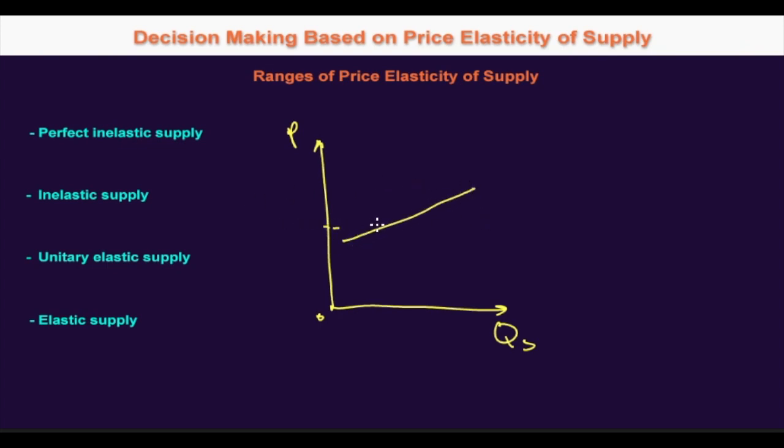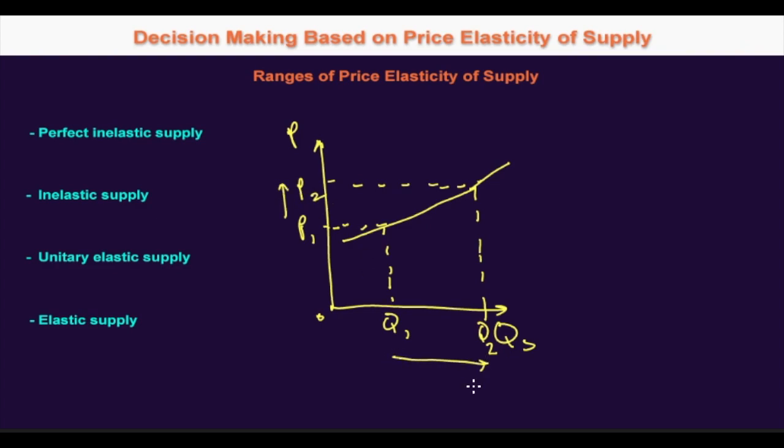So meaning when there is a small change in price, say P2, I'll extend this. We have Q1 and Q2. When there is a small change in price, there is a much larger change in quantity supplied. The quantity supplied is more responsive to the change in prices. So the price elasticity of supply would always be greater than 1. So if there is a 1% change in the price, there will be more than 1% change in quantity supplied.